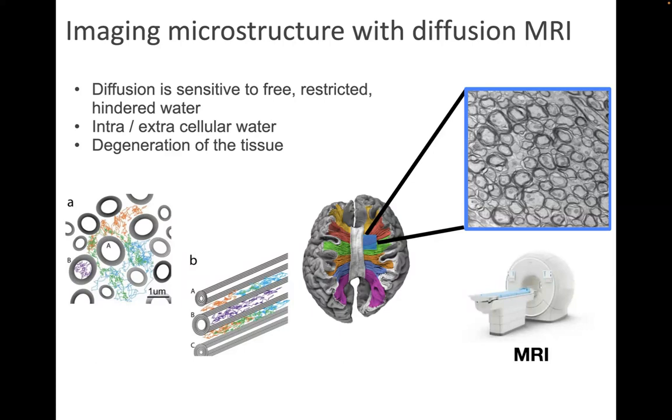And if you look in the other dimension, because these axons are like spaghetti or like structure, it's easier for the water molecule to diffuse along axons than across them.